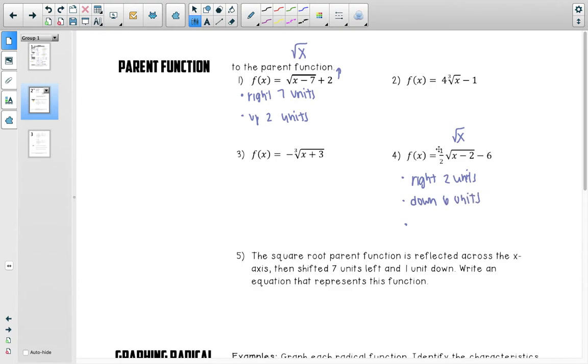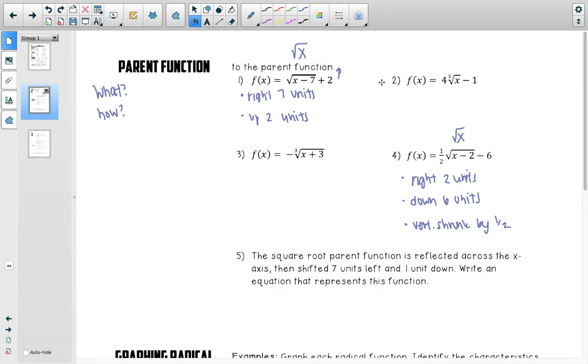And then anything in front is going to shrink it, compress it. So if the number is bigger than 1, like 2, that would stretch it. But this is less than 1, so it's going to compress it or shrink it. So it's vertically shrunk, and you're going to put by 1/2. I need to know what is going on and how much. So you need to tell me what is going on and how much of it is happening.